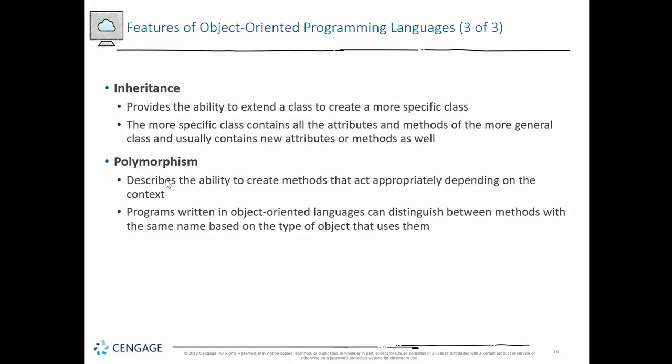Each one of those is responding to a speak command or a speak method in the way that's appropriate for them, the way they know how to do anything. And that's polymorphism pretty much in object-oriented programming too. As it says here, it describes the ability to create methods that act appropriately depending on context. So the programs can distinguish between methods with the same name based on context.